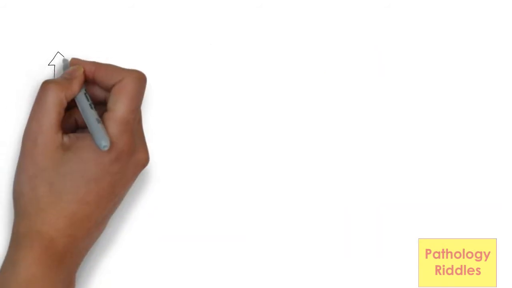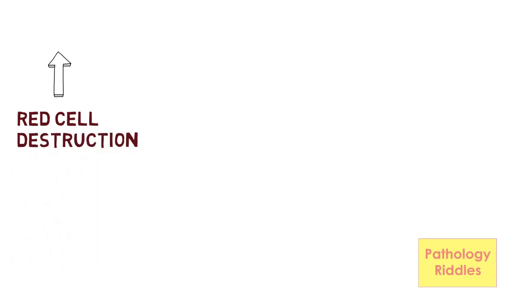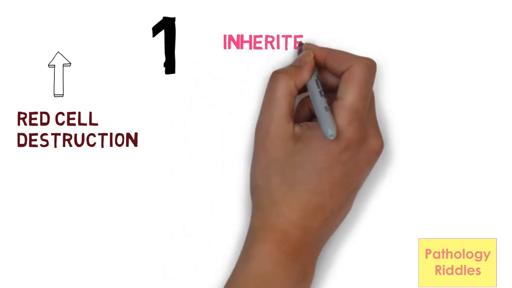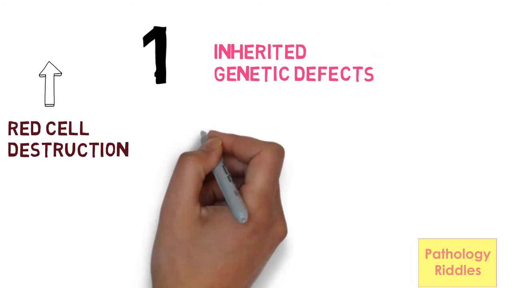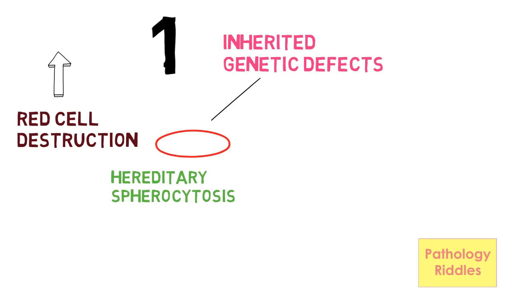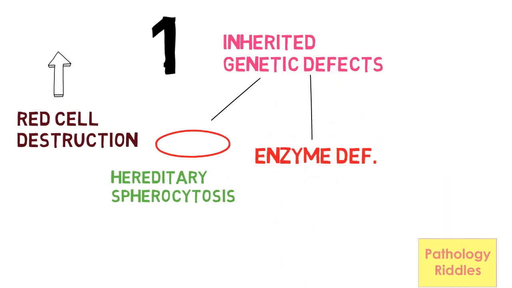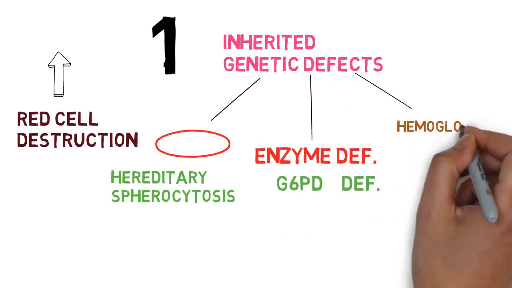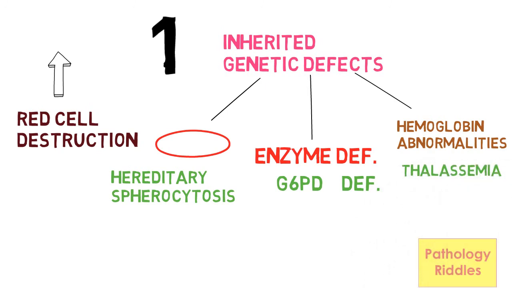Now coming to the second category, that is red blood cell destruction. It has 8 subcauses. Now the first subcause is inherited genetic defects. There can be RBC membrane disorders, for example, hereditary spherocytosis. There can be RBC enzyme deficiencies, for example, glucose 6-phosphate dehydrogenase deficiency, G6PD. There can also be hemoglobin abnormalities, for example, thalassemia, sickle cell disease.